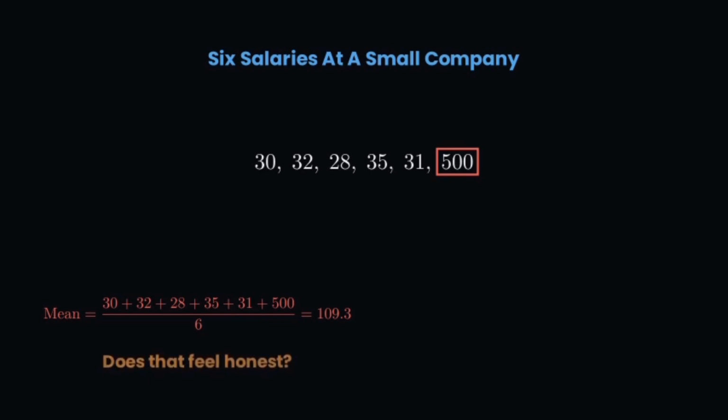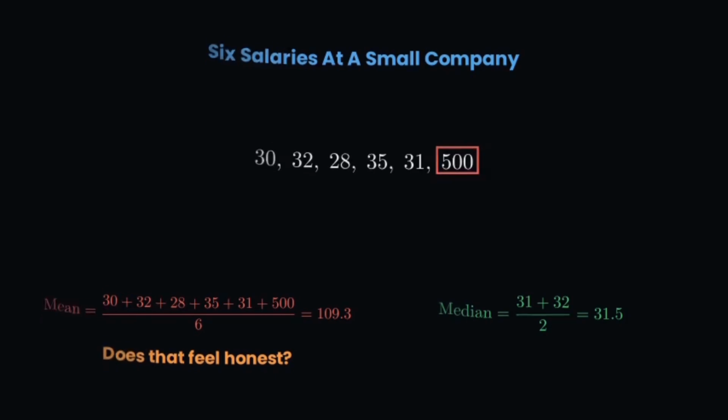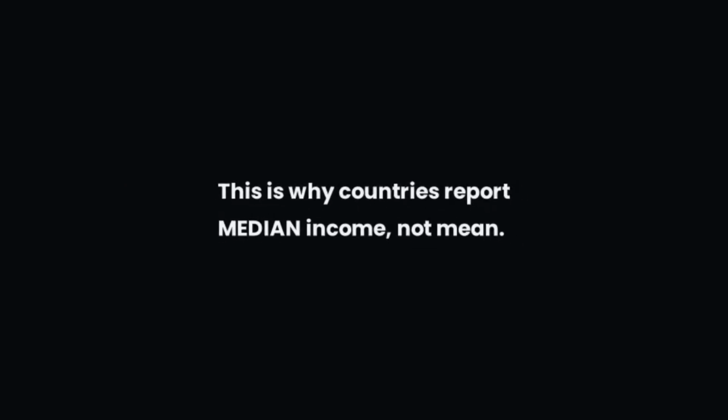But does that number feel honest? 5 of the 6 people are nowhere near 109,000. Now look at the median, 31.5 thousand. That number represents what a typical employee earns. One extreme value drags the mean away, of course, but the median barely notices it. And that is why the economists of a country report the median and not the mean. A handful of billionaires will otherwise destroy the whole picture.